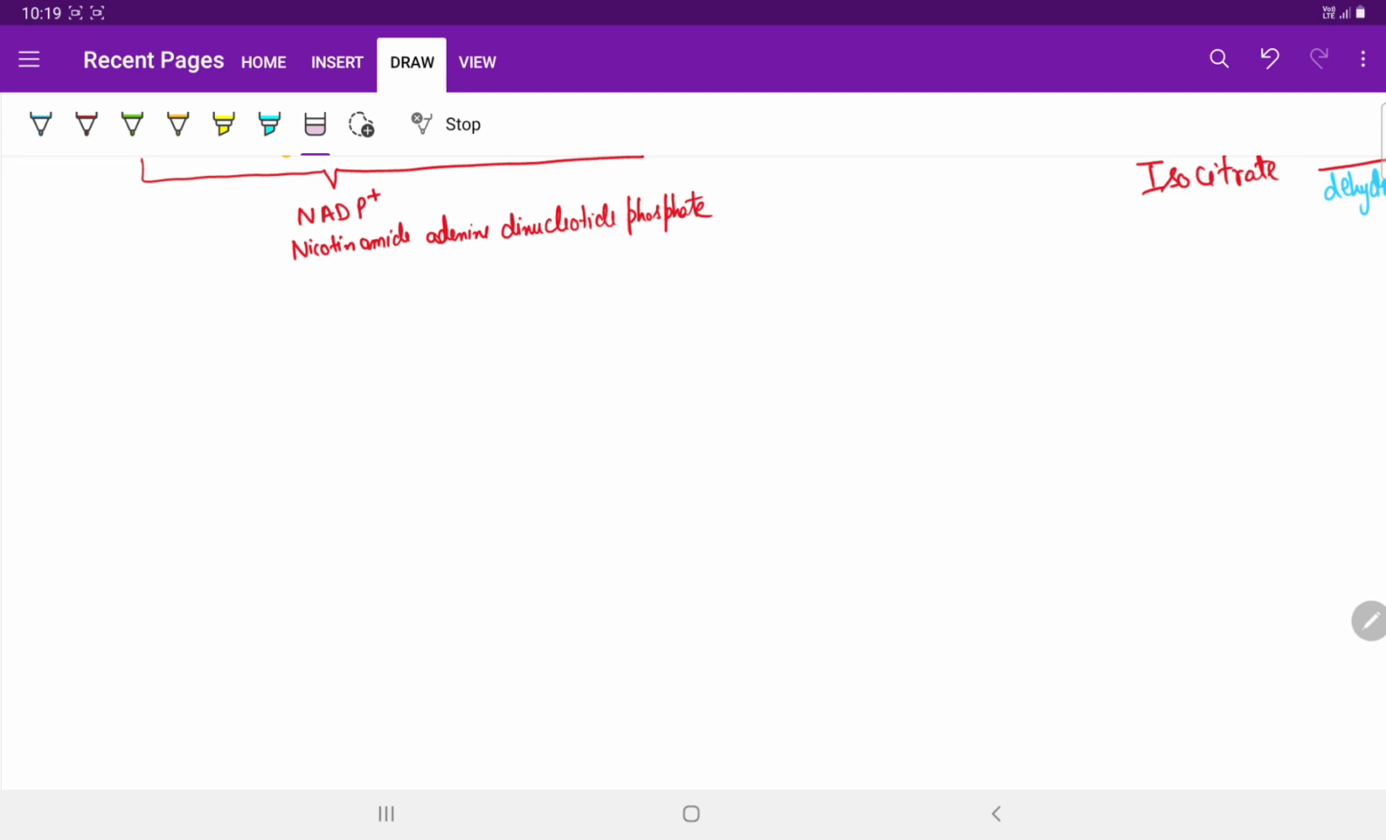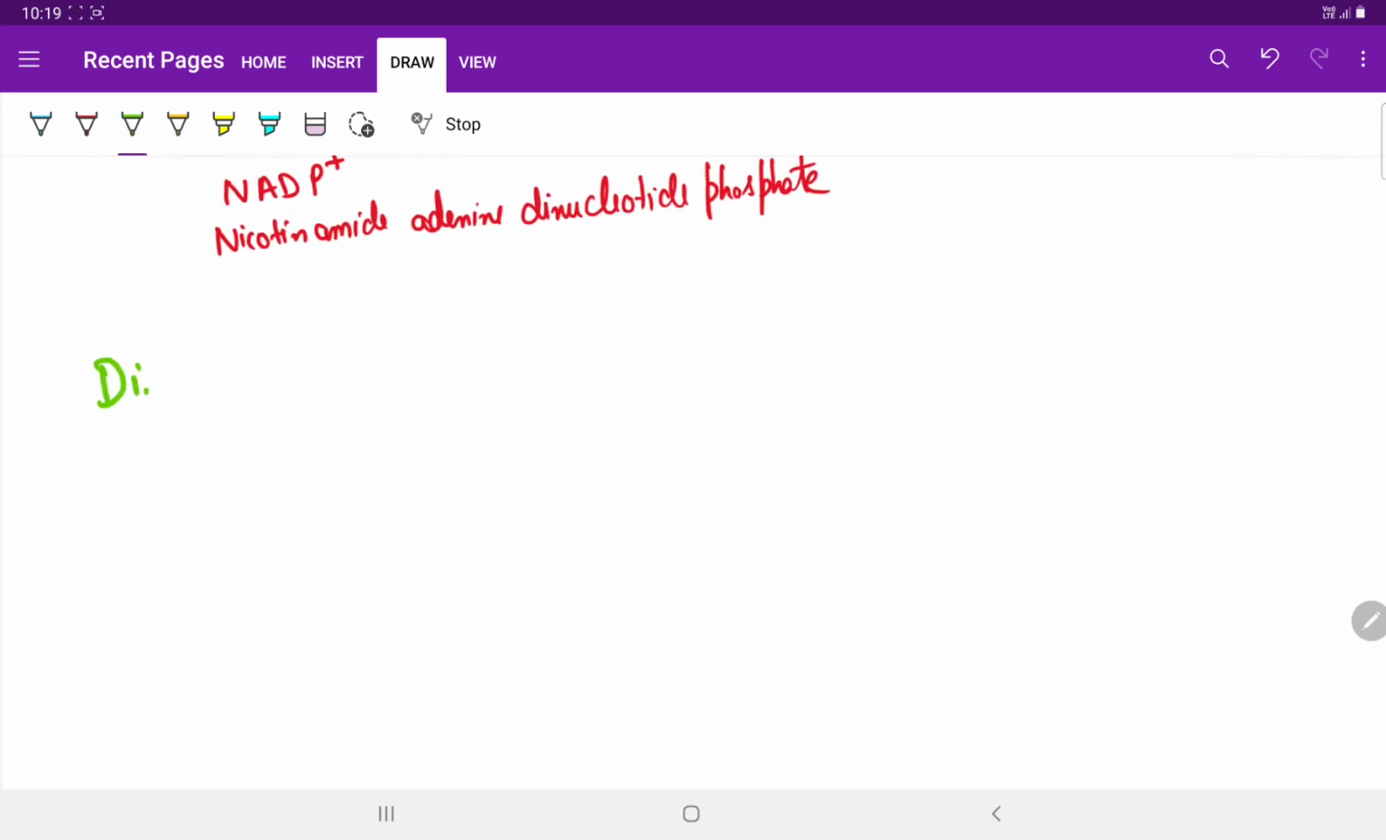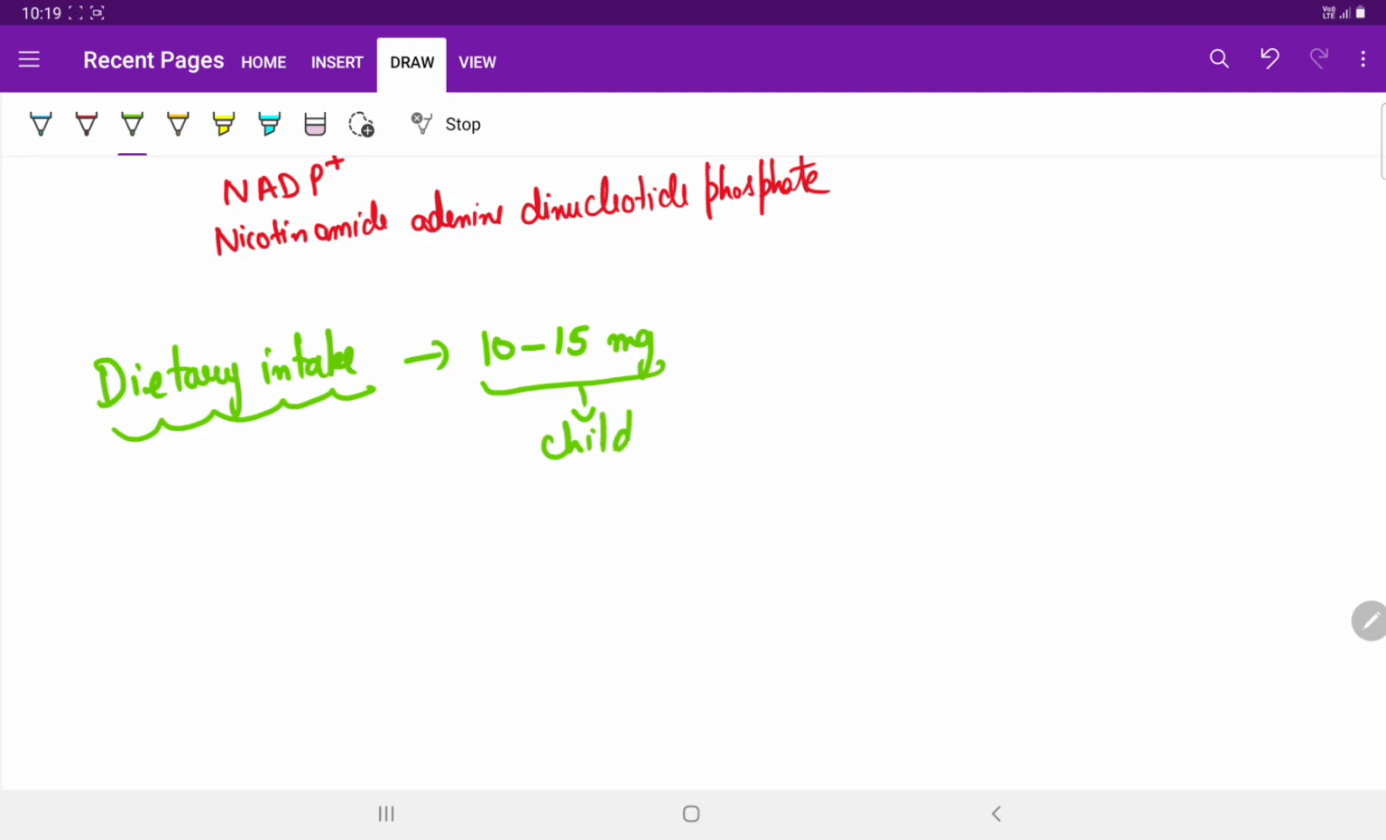Now students, the recommended dietary intake for niacin is around 10 to 15 mg in case of children and 15 to 20 mg in case of adults.